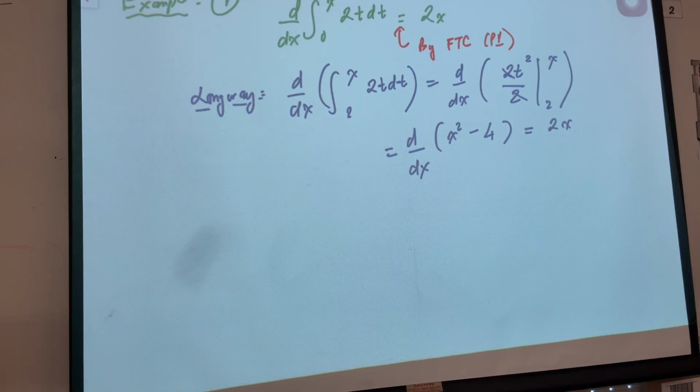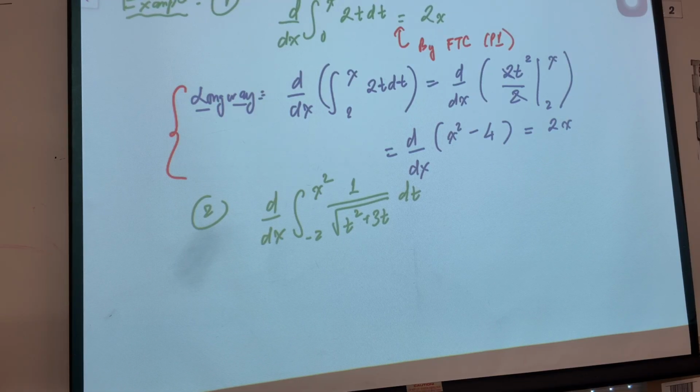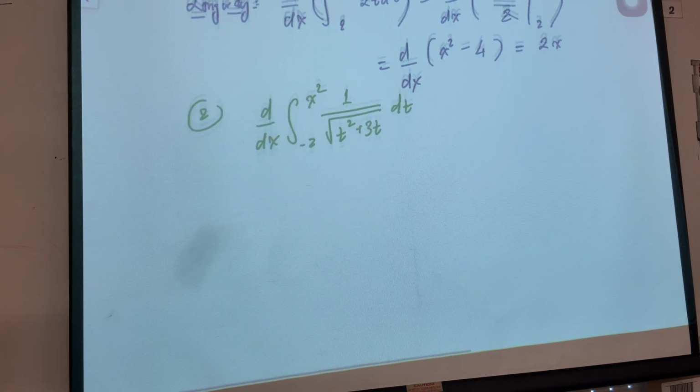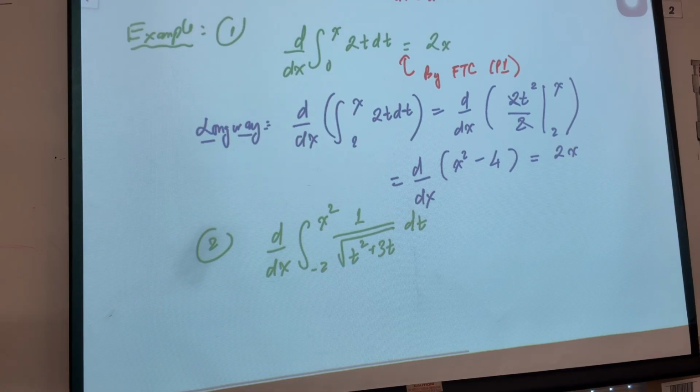Let's do example 2. This looks hard. This is the long way. Okay, how do you do this one? So we should still keep the word. Now, what is the difference? We have a 1 over square root. We have a fraction with a square root.